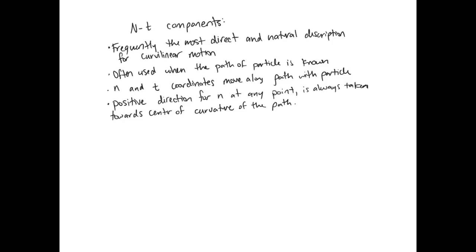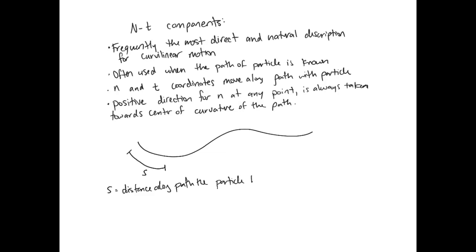So let's say we're given a path of motion. Our path of motion, we're just going to define here arbitrarily. It's a curvilinear path of motion. The distance s will be the distance along the path the particle has traveled. So let's put our particle right here at a distance s.